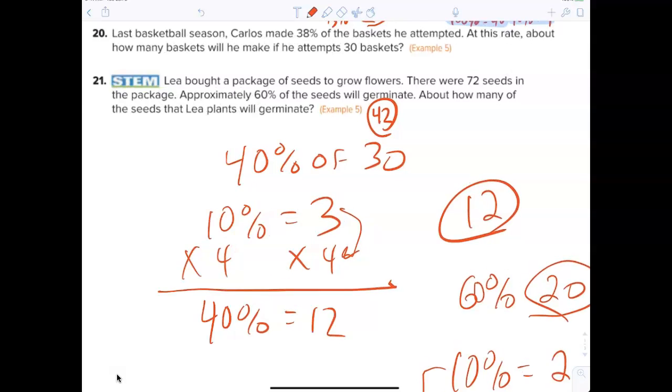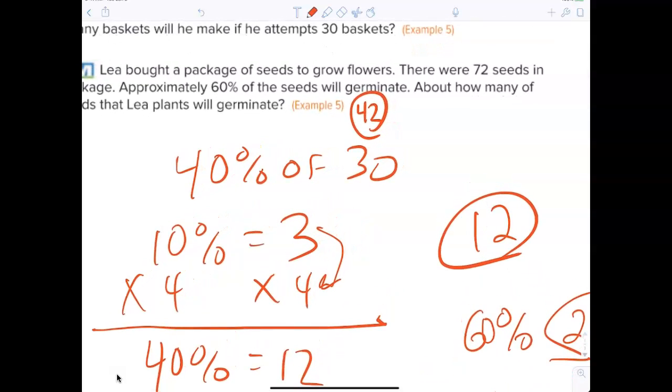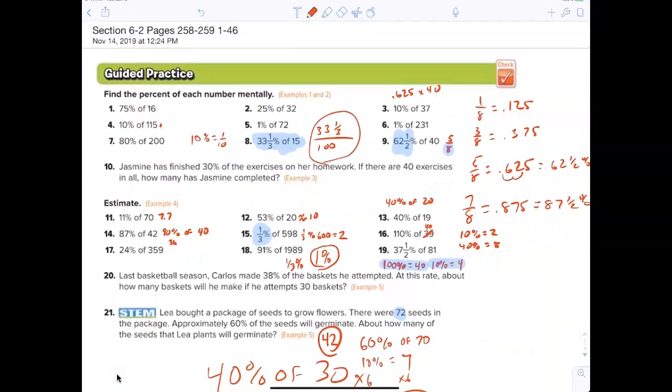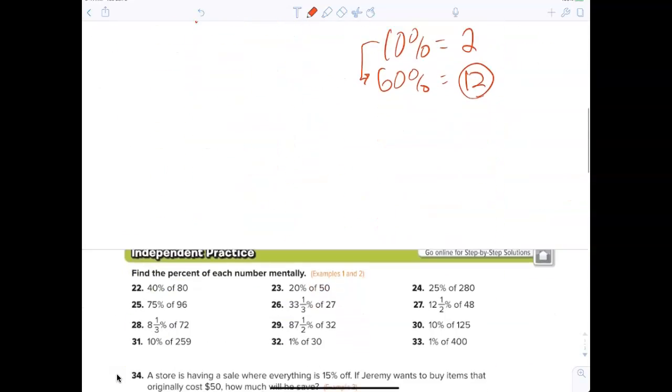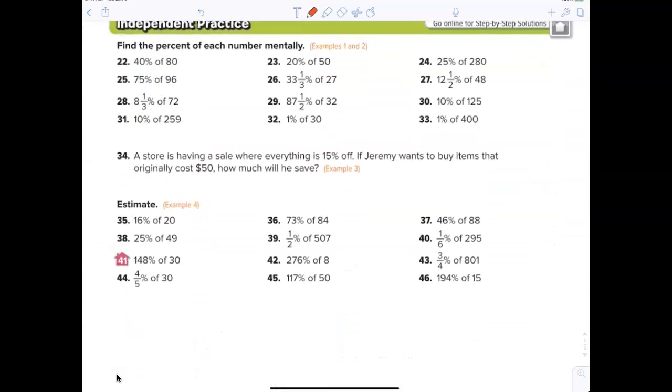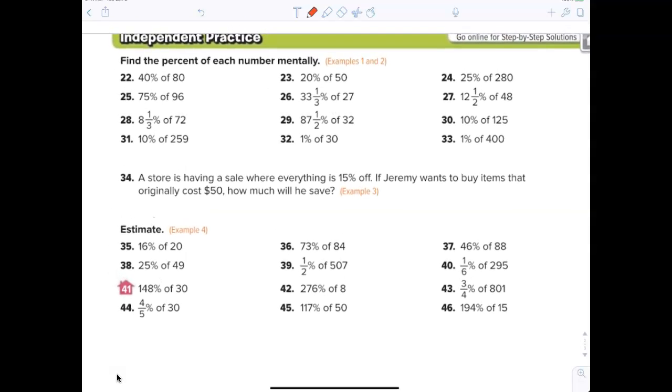With this one, we want to round 72 to what number? 70. So we just need 60% of 70. You agree with that? So what's 10%? 7. Correct? Now you just multiply by 6. All right? So now your job, head your paper 1 through 46. So get busy on those. All right, let's see if you can do it.